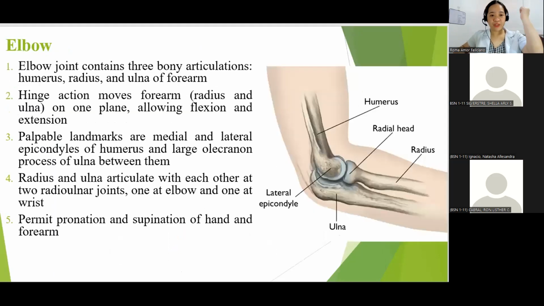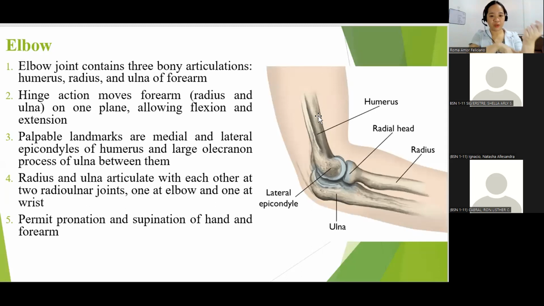Your elbow, it also allows your movement. The elbow joint contains three bony articulations. The humerus is the upper part, the humerus, the radius, and then the ulna.